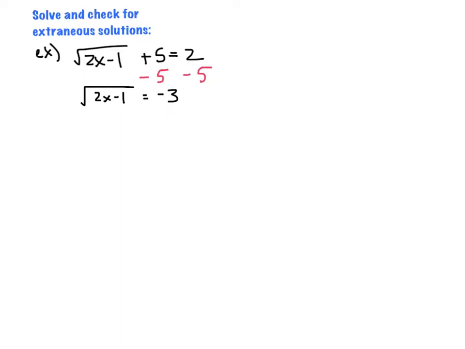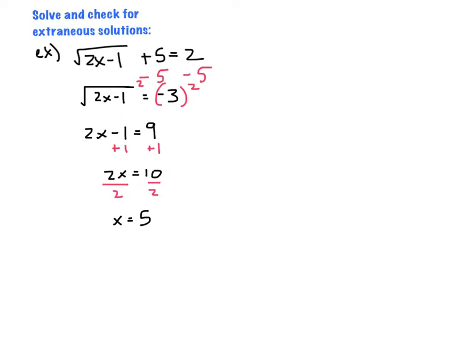Now, since the root is isolated, I can get rid of that root by squaring both sides. Squaring the square root of 2x minus 1, I have 2x minus 1 is equal to -3 squared, which is 9. Now it's just a linear equation, so to solve for x, I add 1 to both sides: 2x equals 10. Divide by 2, and x equals 5.